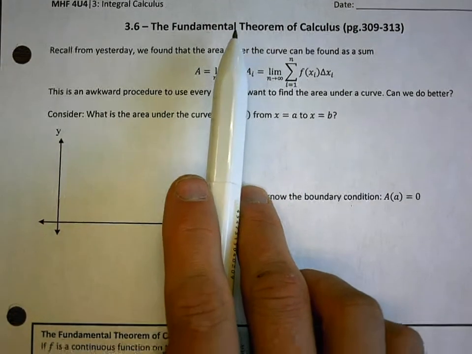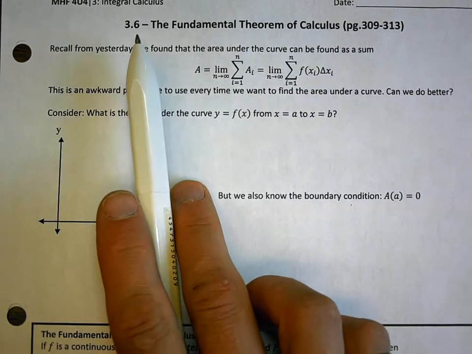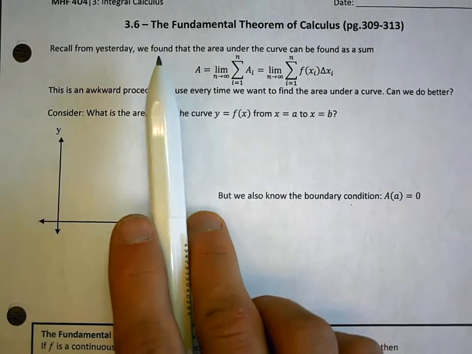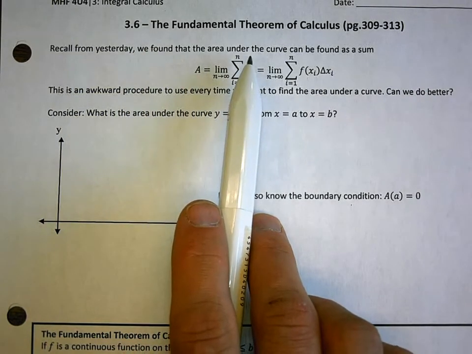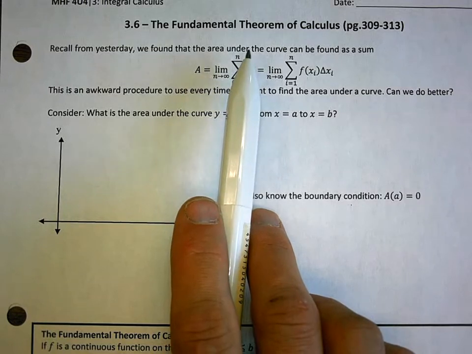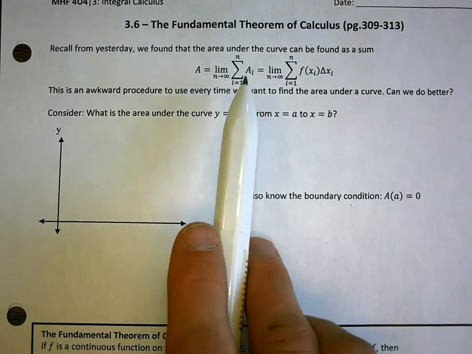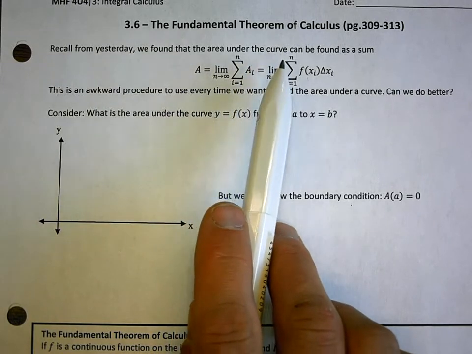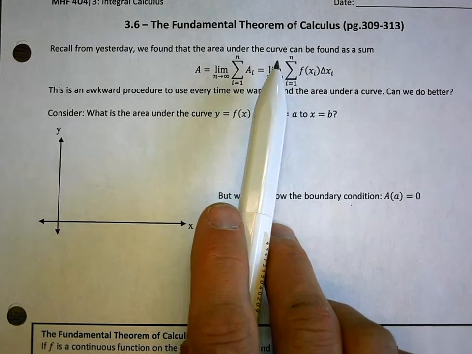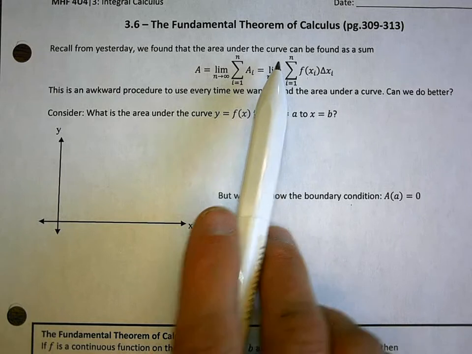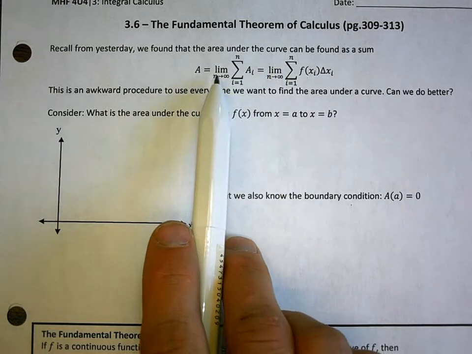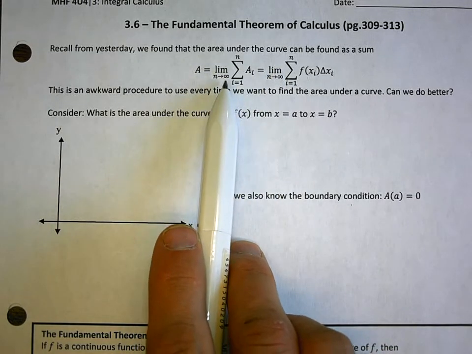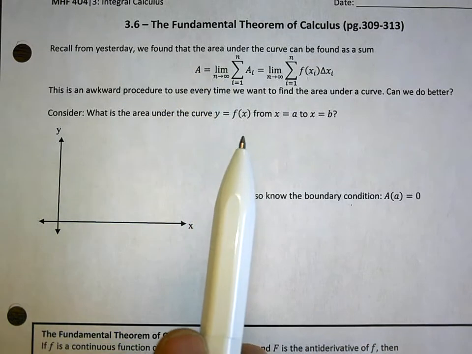So first, let's just think about what we did yesterday in our last lesson, 3.5. That's where we found the area under a curve by using many small, thin rectangles. And we found that if we had an infinite number of rectangles, we would find the exact area under a curve. And so that's what this limit here is: the limit as n approaches infinity. n is the number of rectangles.